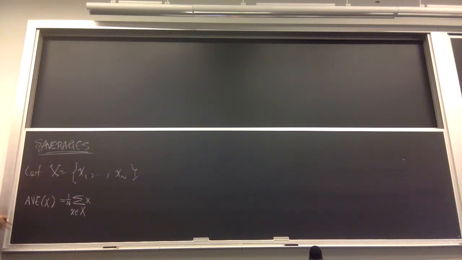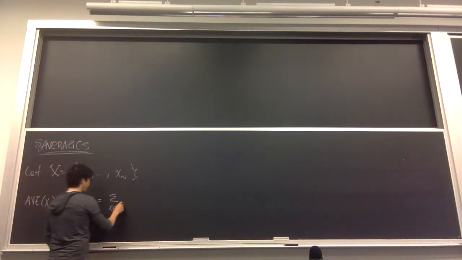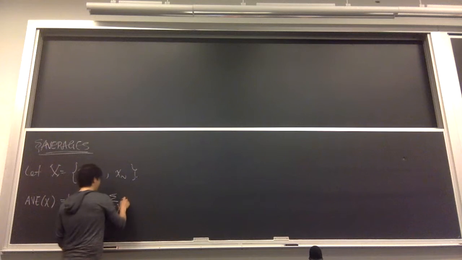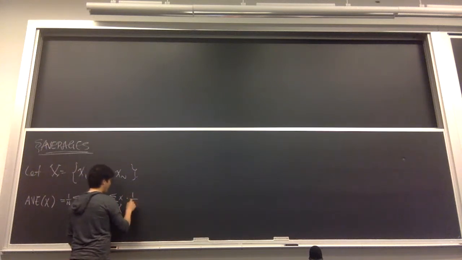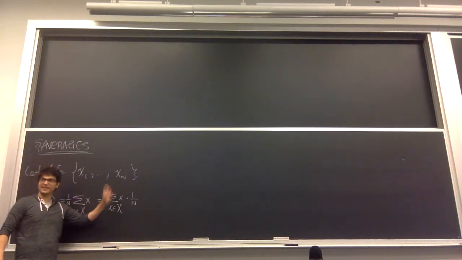Everyone can relate to this, right? This shouldn't be news to you that this is how you calculate the average of some numbers. Let me rearrange this a bit. I could rewrite this as the sum over x in big X of x times 1 over n. What does that look like? This looks very close to a Riemann sum, doesn't it?